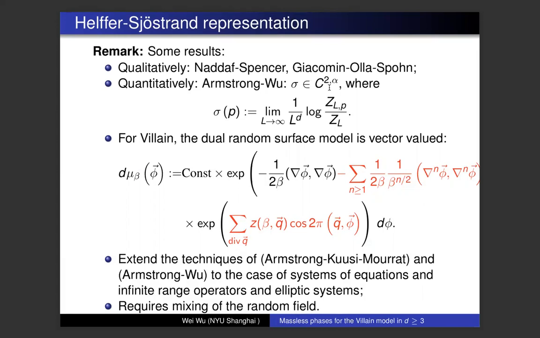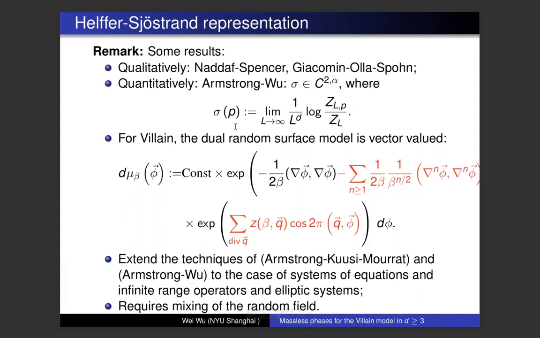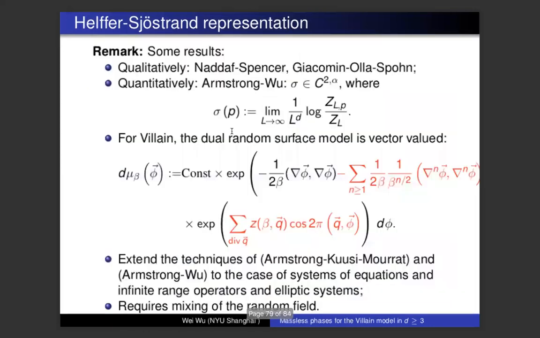And in particular, you do need some quantitative rate of convergence in order to understand how this sigma is related to its finite volume version, and to obtain something quantitative. Okay, so of course, what we have presented here was just for the grad phi model, which is much simpler. For the Villain model, it's much more complicated.